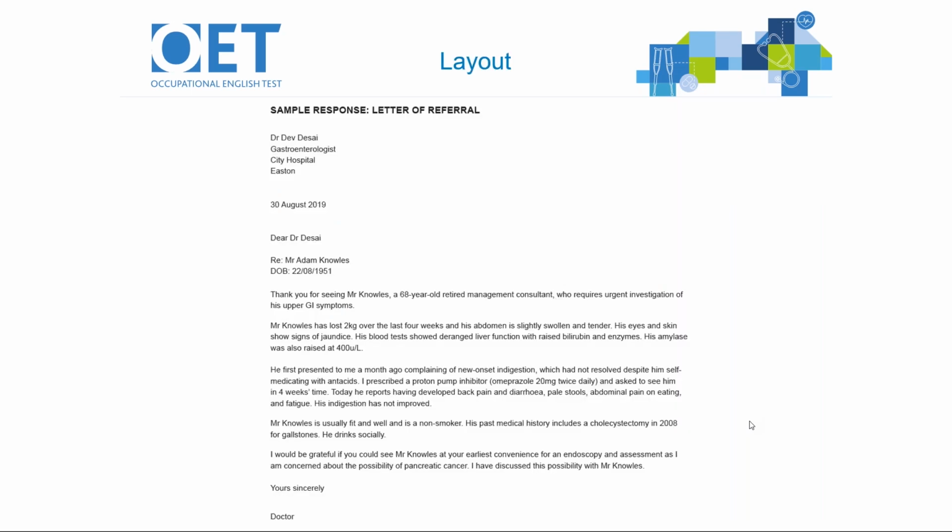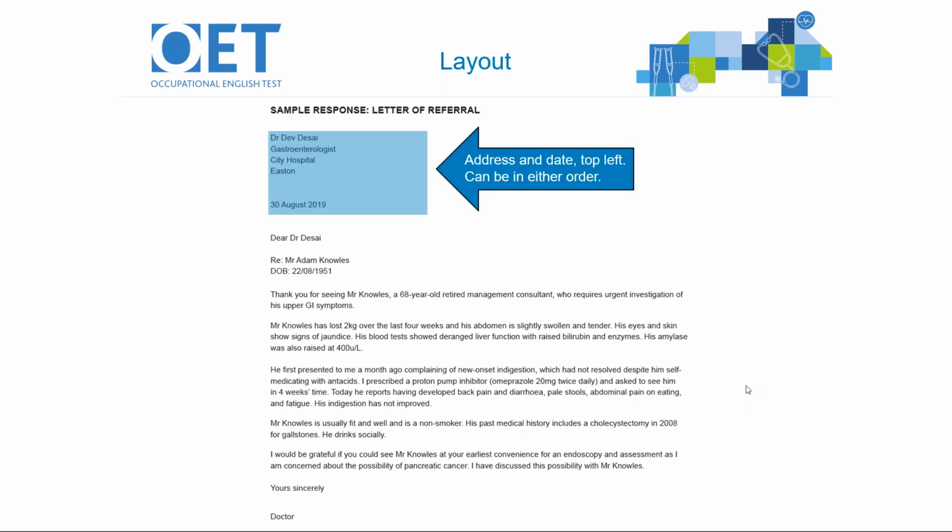So first of all, with this sample test, with this letter, I want to have a quick chat about the layout of the letter. We can see here that the address and the date are in the top left-hand corner of the letter. Now these can be written in either order. So if you have the date above the address, then that's also acceptable.